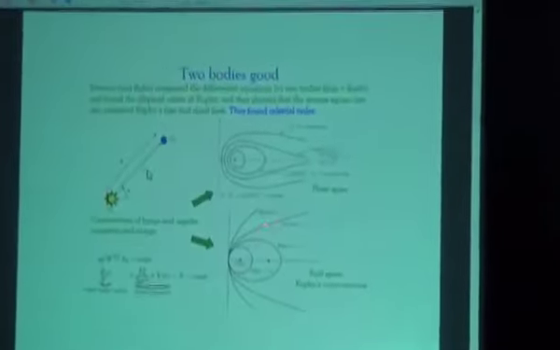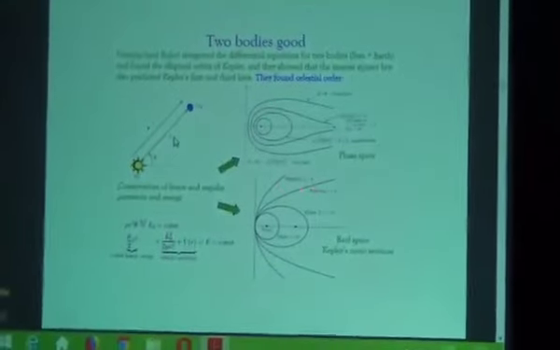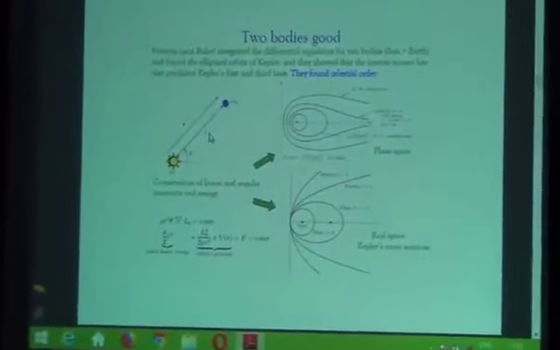I will skip the details, but what it gives is that you can have different kinds of solutions. It is either circular, elliptic, parabolic or hyperbolic. If you have a parabolic or hyperbolic one, that means one of them is escaping to infinity.